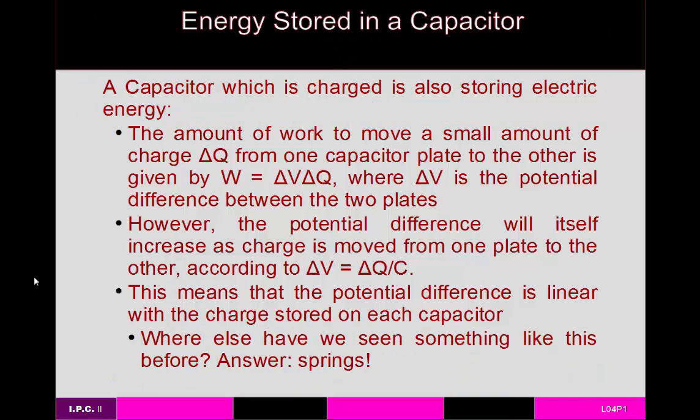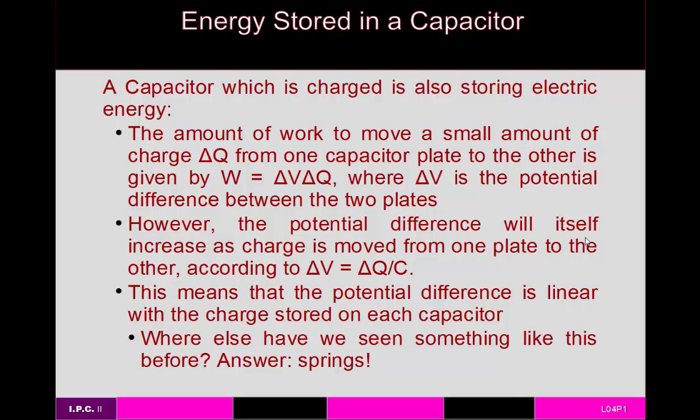I want to move on to talking now about how much energy gets stored in a capacitor. And the way that we do that is that we recall just how much work it takes to remove a small amount of charge from one plate of the capacitor to the other plate of the capacitor. So if we have a small amount of charge delta Q and we're moving it from one plate to the other, we're also moving it across a potential difference of delta V, and so the work done must be the potential difference times the charge, or delta V delta Q.